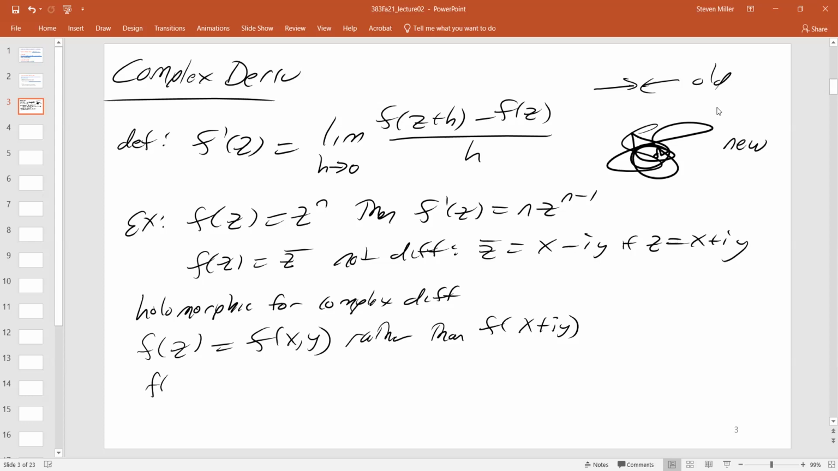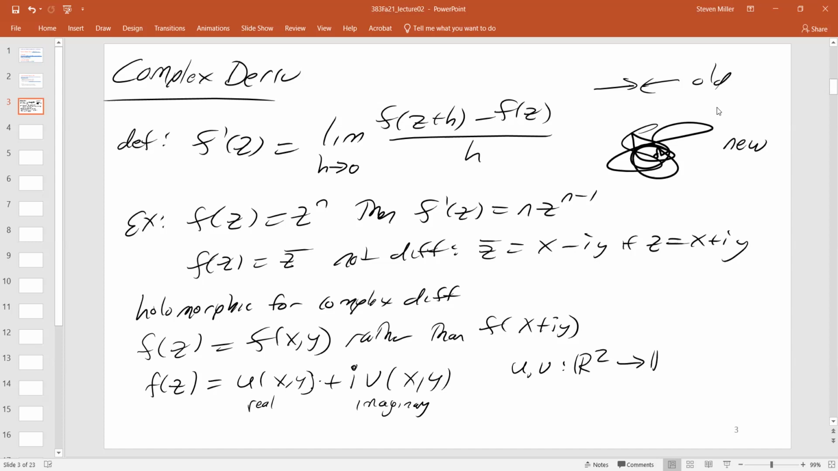And frequently we'll write f of z as u of x y plus i v of x y. And so this is the real part, and this is the imaginary part. And again, I am regarding u and v as functions from R2 to R, and f is a function from C to C. So it's always good to know where things live.